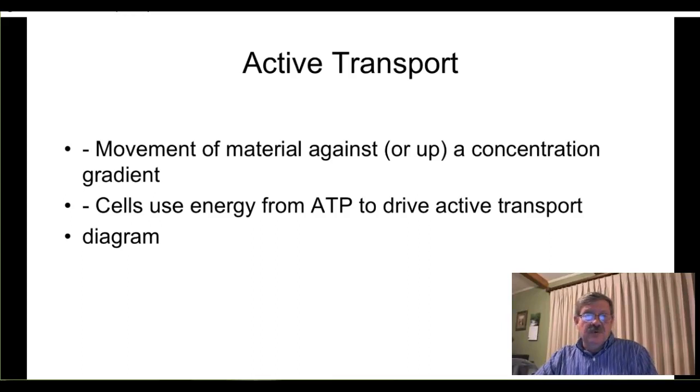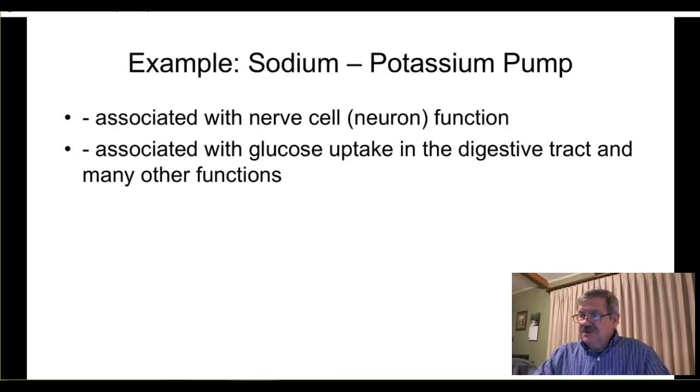So, active transport is a movement of material up or against a concentration gradient. Basically, we're pumping material uphill. We're pumping material from where it's in low concentration to where it is already in high concentration. And in order to do that, cells have to use energy from the ATP, adenosine triphosphate. And so movement uphill does not just happen on its own.